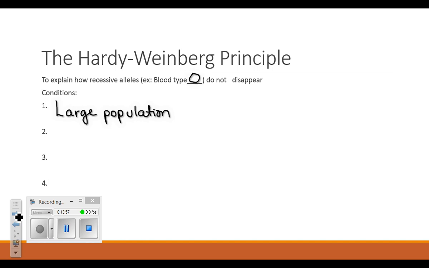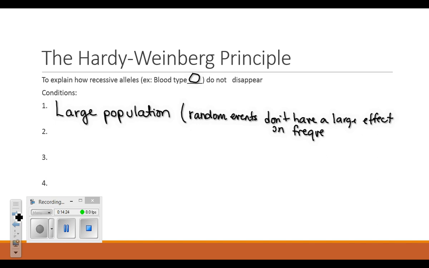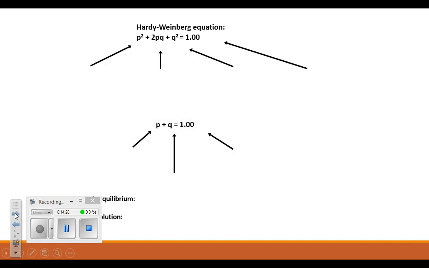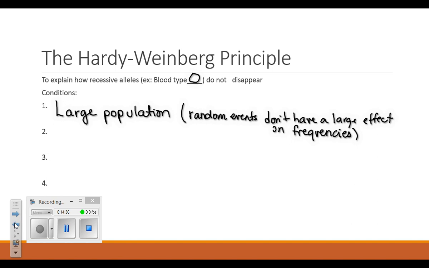We saw in the example with a pedigree about blood type that when you don't have a lot of data, sometimes things don't happen the way that you would expect them to. The reason the population needs to be large is so that random events don't have a large effect on frequencies. What I mean by that is, let's say we have a population of 10. If something happens to 1 out of those 10, that's 10% of the population already. But if I have 100,000 and something happens to 1 of them, the effect on the overall gene pool is going to be really minimal.